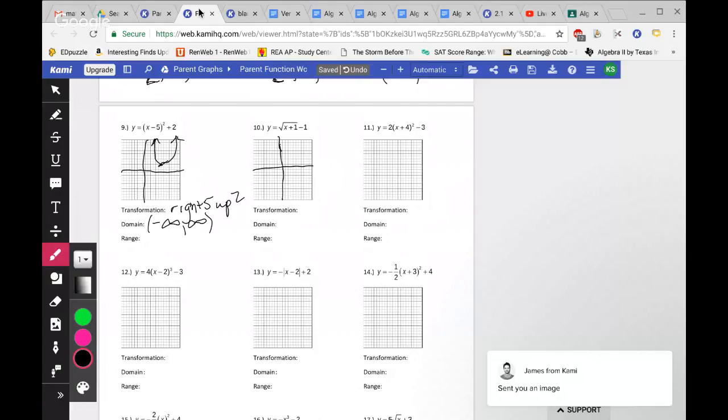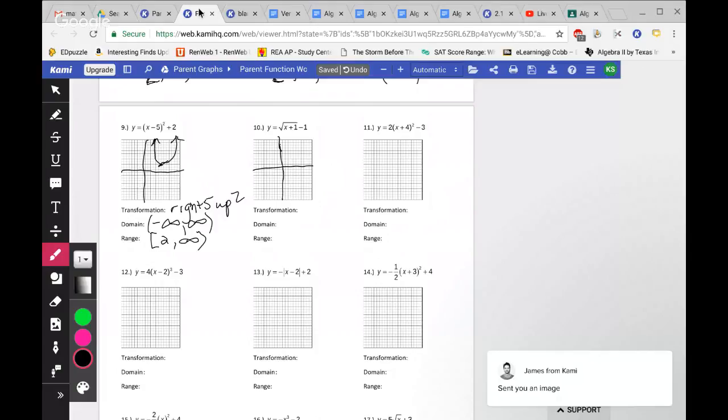But your range? The range is negative 2 to infinity. It's positive 2 to infinity. I meant positive 2. So you make that hard bracket, 2, and then infinity. And I don't think I was doing that before, and I apologize for that.